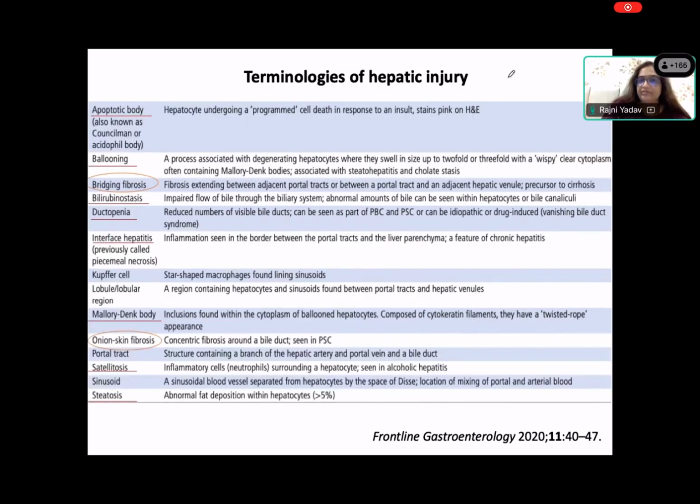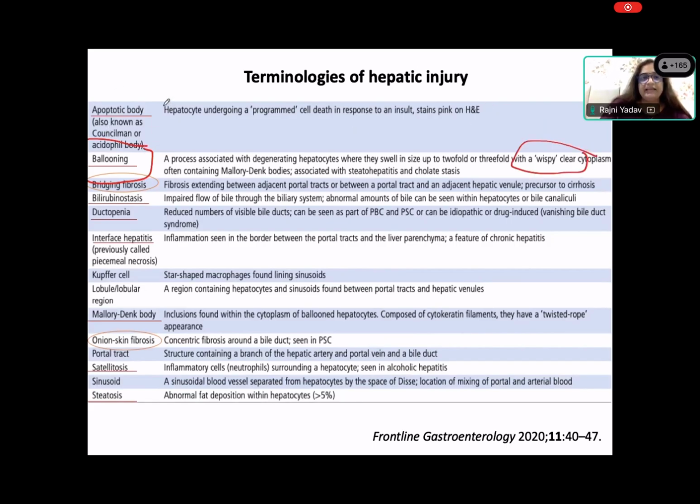Then today's talk is mainly focused on the steatotic pattern. However, I'll just briefly touch upon the terminologies of the hepatic injury which we will be seeing. With the different cases, I will again tell, but just some general points. So what is ballooning degeneration? Ballooning degeneration is the swelling of the hepatocytes, when they become swollen and lose their normal contours and their cytoplasm becomes very clear. So basically clear cytoplasm, that is known as ballooning degeneration.